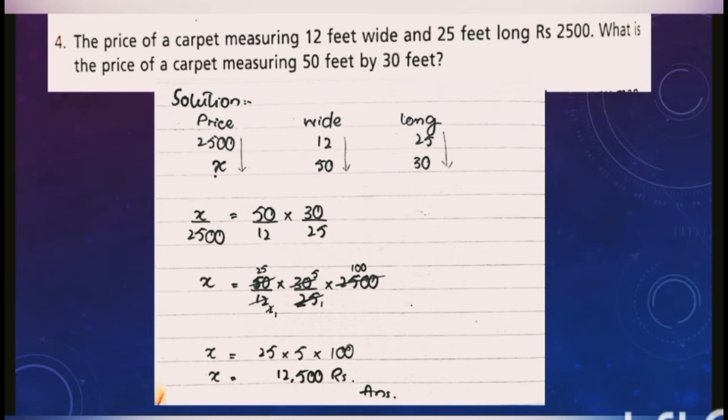What is the price of a carpet measuring 50 feet by 30 feet? Okay, we first observe what the quantities here are. The quantities here are price, wide, long.